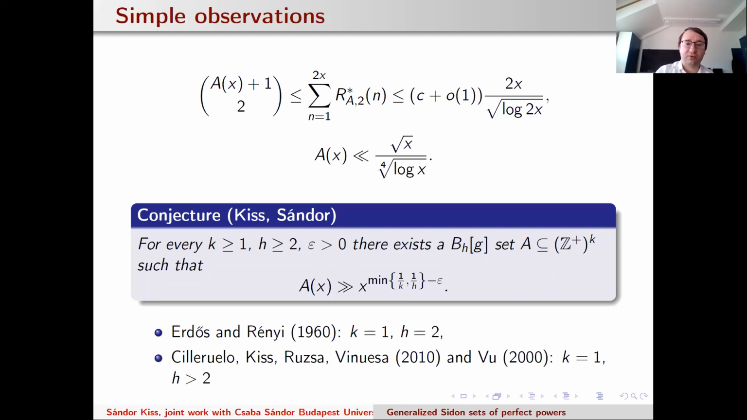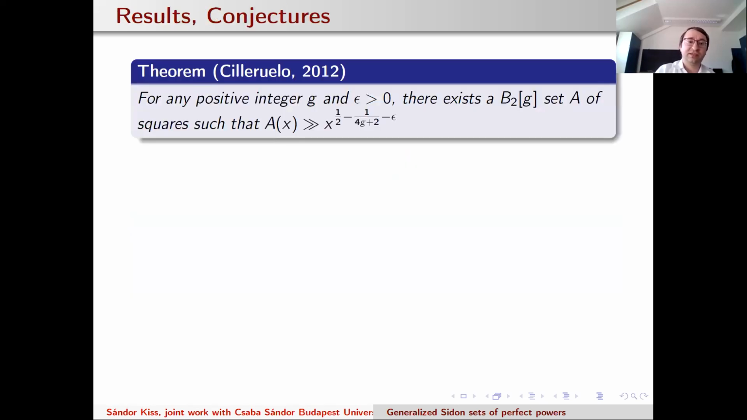And what happens when we increase the exponent k? Then Ciprian Tiu proved that for any positive integer g and positive epsilon, there is a B_2[g] set of squares such that its counting function is at least constant times x to the 1/2 minus epsilon. And this theorem implies our conjecture when h and k are both equal to 2. So both the exponent and the number of terms are equal to 2.